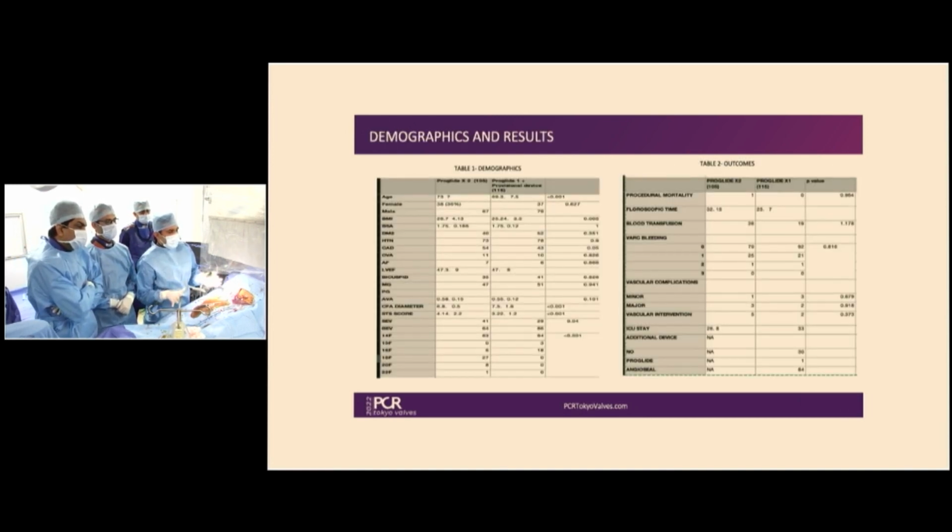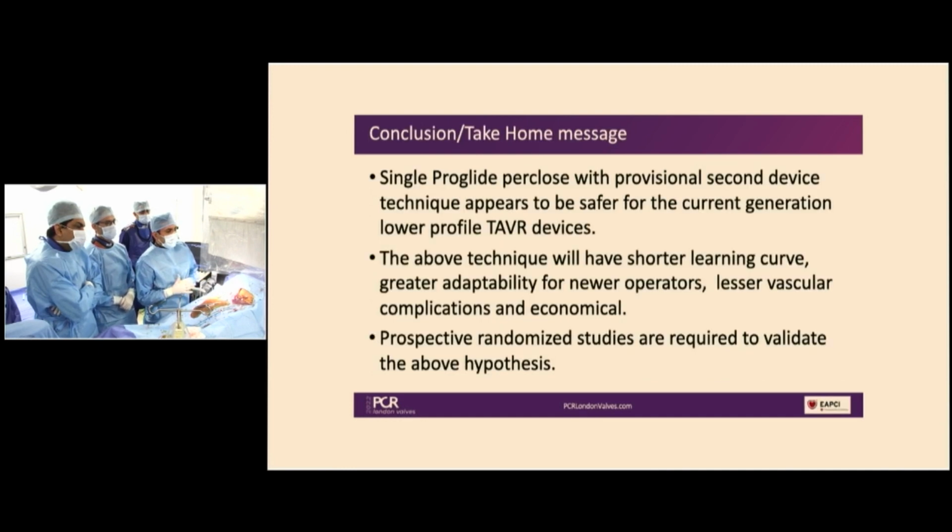So this is a busy slide. Next one. But I'm going to come to the conclusions. We concluded in this abstract that single ProGlide per close technique with provisional second device technique appears to be safer for the current generation lower profile TAVR devices. The above technique of single ProGlide has a shorter learning curve, greater adaptability for newer operators, lesser vascular complication, and is definitely economical. Prospective randomized studies are required to validate the above hypothesis.